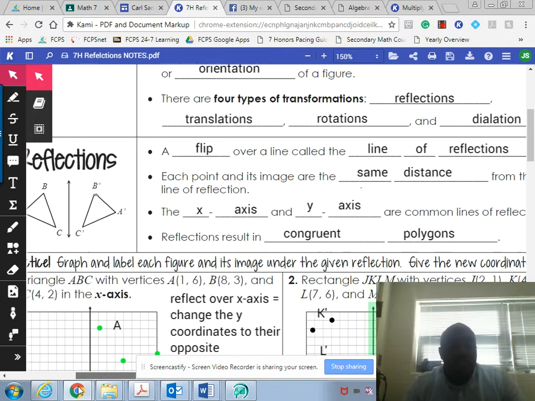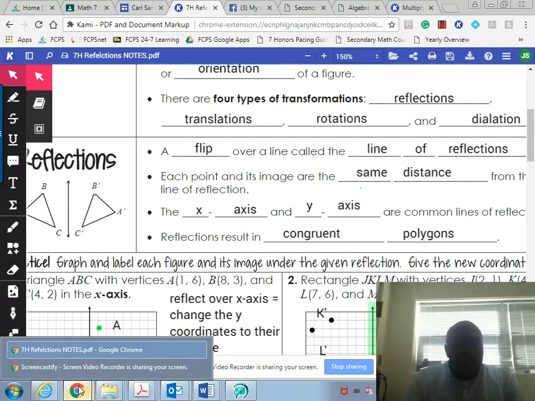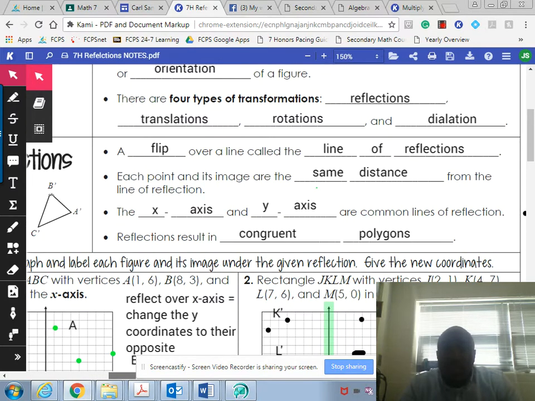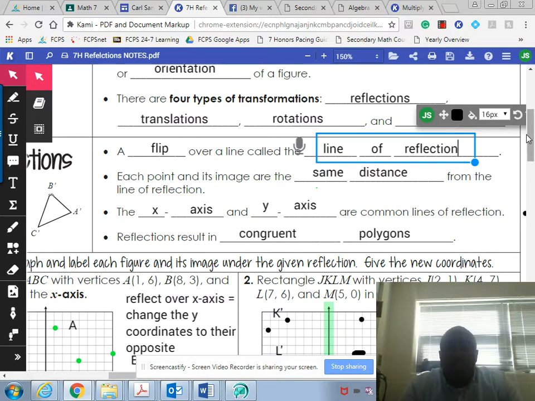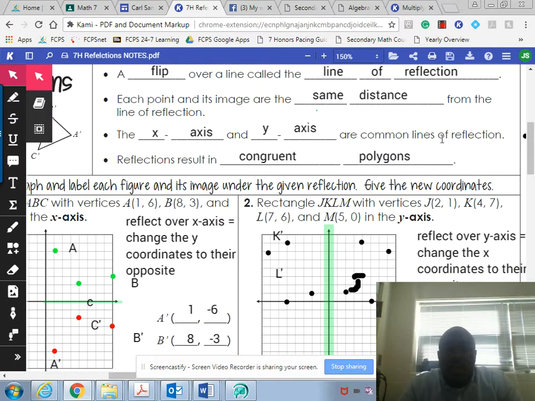A reflection is the same thing as when you look in the mirror. When you look in the mirror, you see your reflection. So that's what we're talking about. We're going to be reflecting these different shapes and polygons across both axes, the x-axis and the y-axis. So what is a reflection? A reflection is a flip over a line called the line of reflection. Each point and its image are the same distance from the line of reflection.